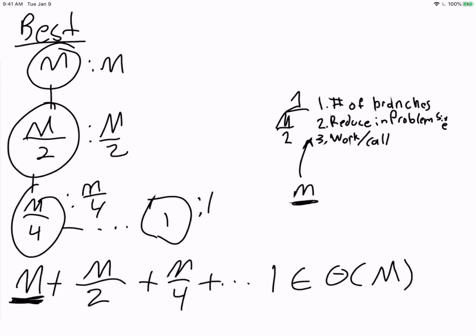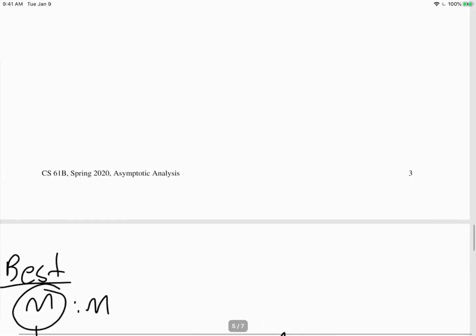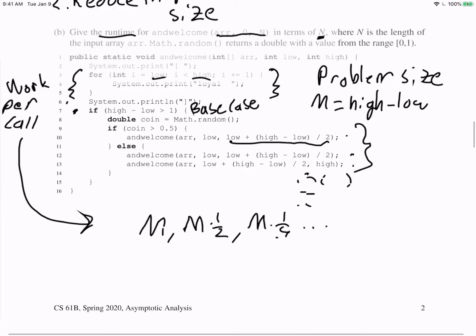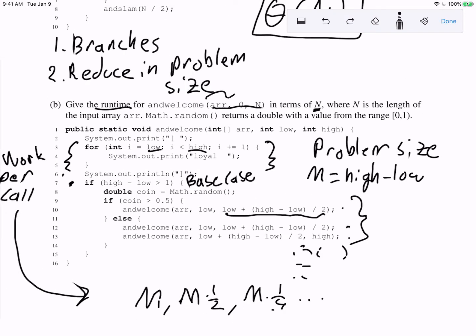Okay, so now we need to figure out what was the initial value of m, where again, m was defined as the difference between high and low. And that's where you go to the problem statement. They said this is the initial call, right? Array 0, n. So the initial value of m is n.